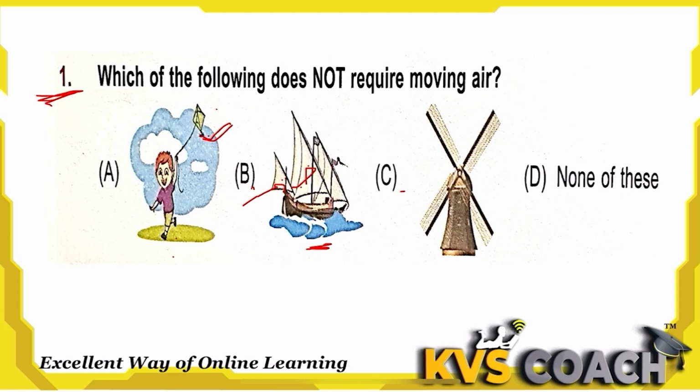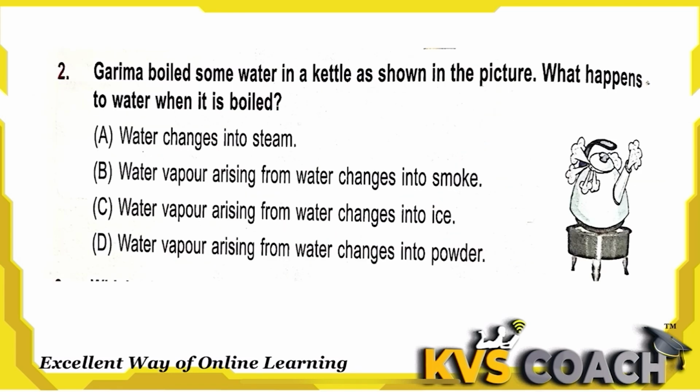And this is option C. This wheel is also moved with the help of air. So in all these 3 activities, we need air. So there is none of these which cannot find air or require air. Option D is right answer.